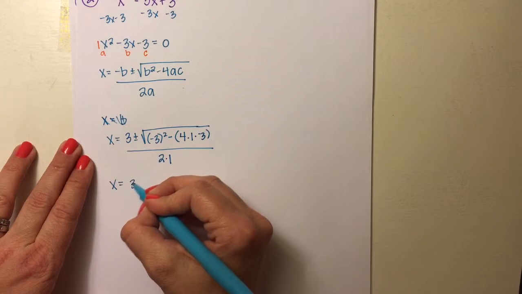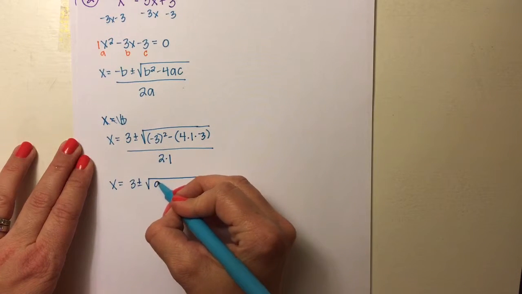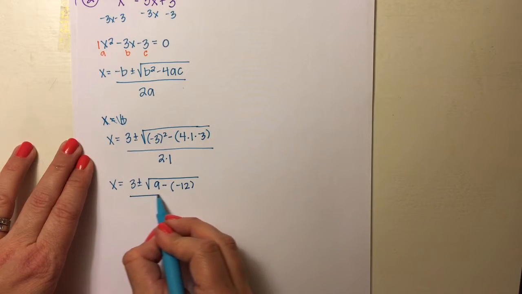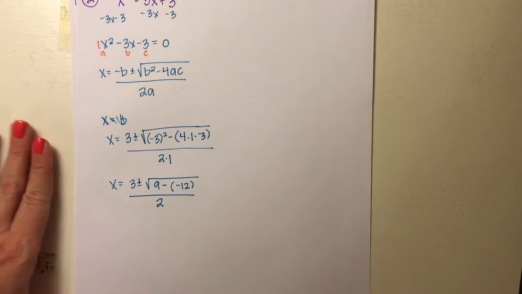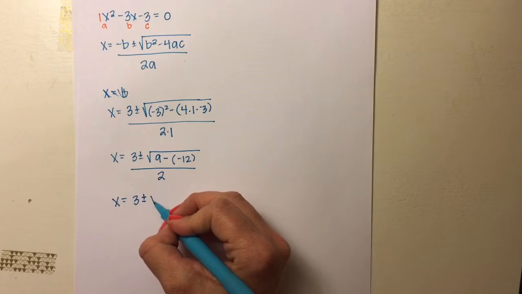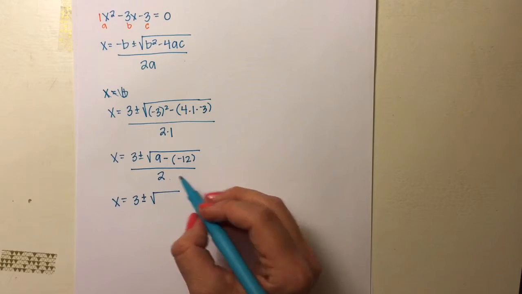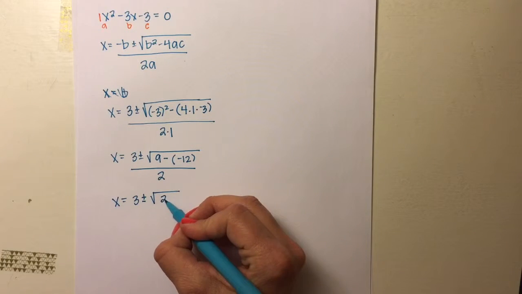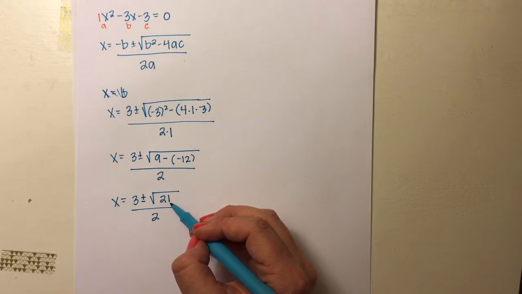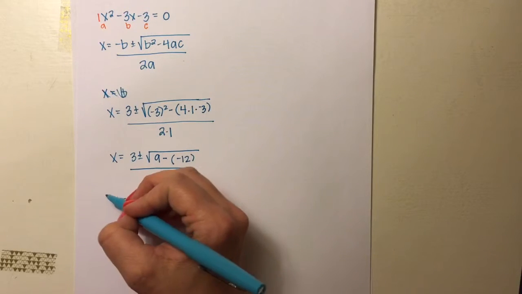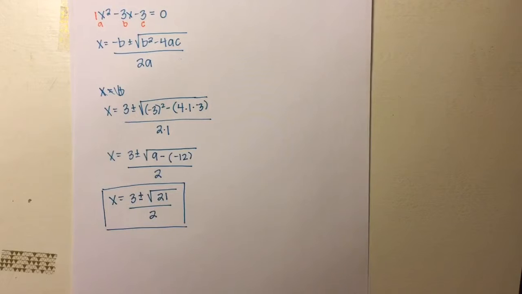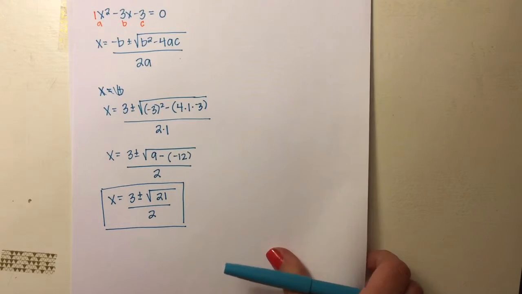So x equals 3 plus or minus the square root of negative 3 squared, which is 9, minus 4 times 1 is 4, 4 times negative 3 is negative 12, all over 2a. So let's keep going. x equals 3 plus or minus the square root of 9 minus negative 12, which becomes 9 plus positive 12, so that's 21, over 2. At this point, 21 does not have a perfect square root, so I can be done. There's nothing I can do to simplify. So that would be my answer. For what we're doing today, this is okay as an answer. So let's keep going.